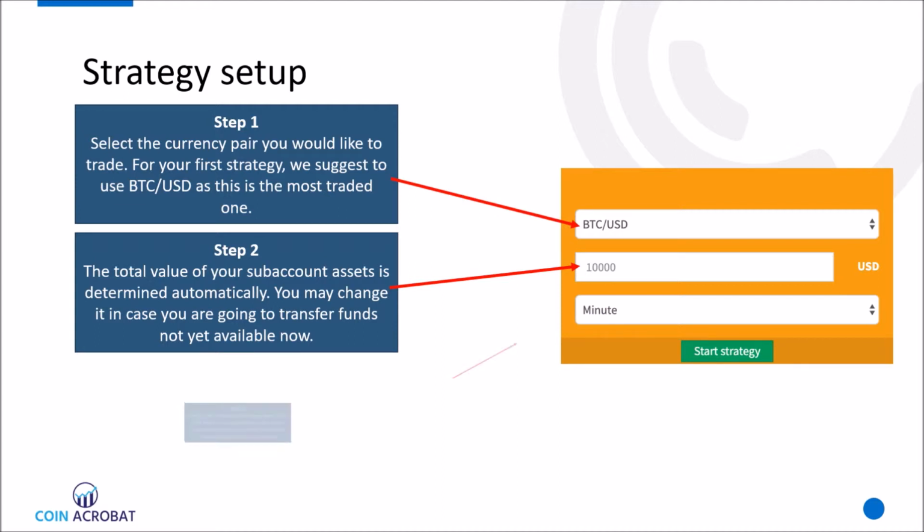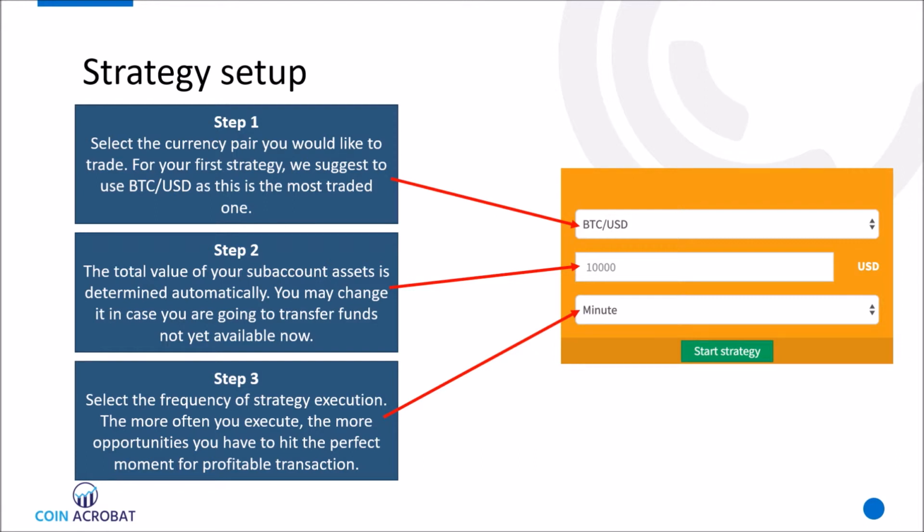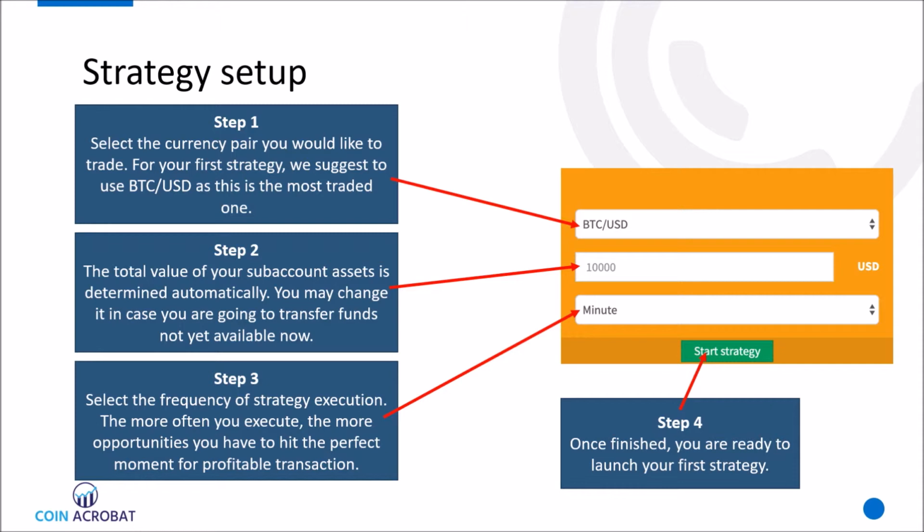The last option is the trading frequency. By default, we are checking the market for trading opportunity every minute. You can also choose to do this hourly or daily. Less frequent strategy execution will lead to slower credit consumption on your CoinAcrobat account, but you might miss some of the short-term opportunities. Hitting the final confirmation button will launch your strategy instantly. It is this simple. You just started algorithmic trading now.